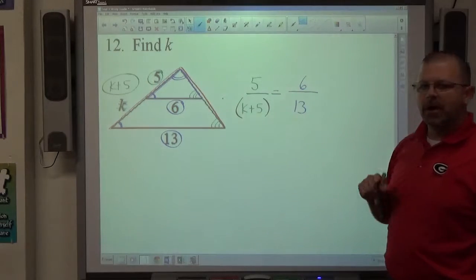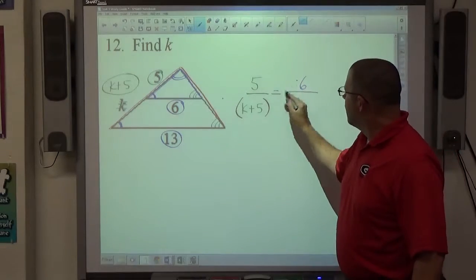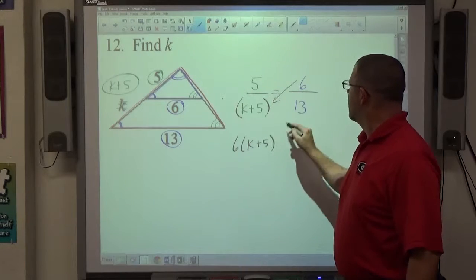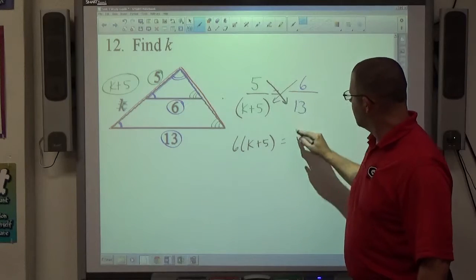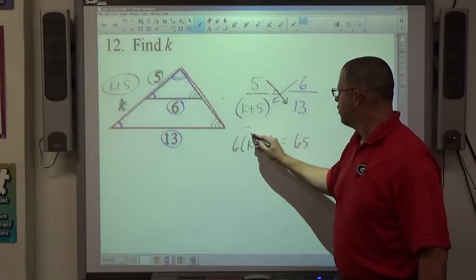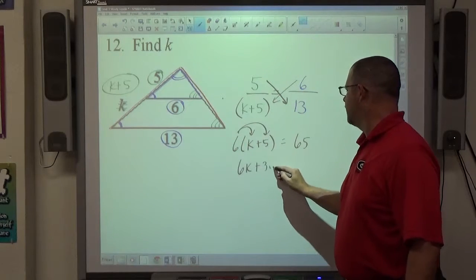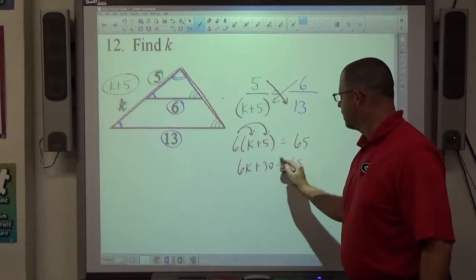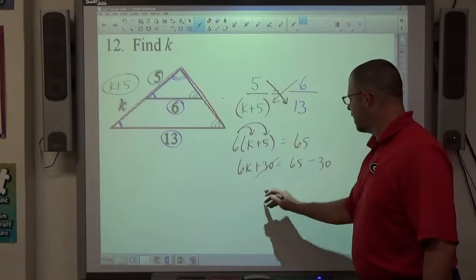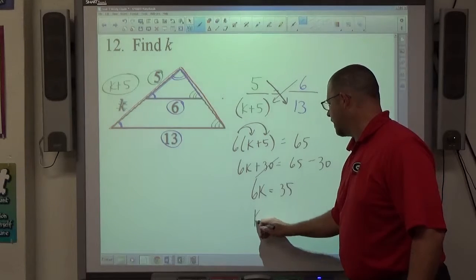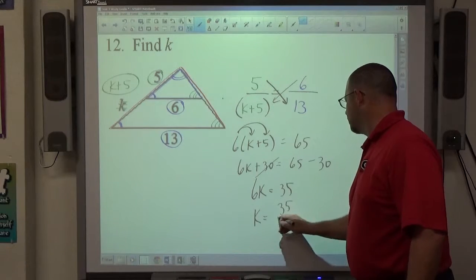K plus 5 is a binomial. Make sure you put parentheses around it. This product, 6 times K plus 5, equals this product, 65. Distributive property here gets me 6K plus 30 is equal to 65. Slide the 30 over, change its sign. 6K is equal to 35. Divide by 6, we get K is equal to 35 over 6.